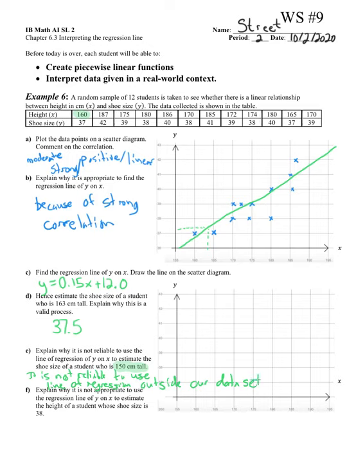Versus part D, you can say it's reliable because it falls on our line of regression in the data set. Okay.